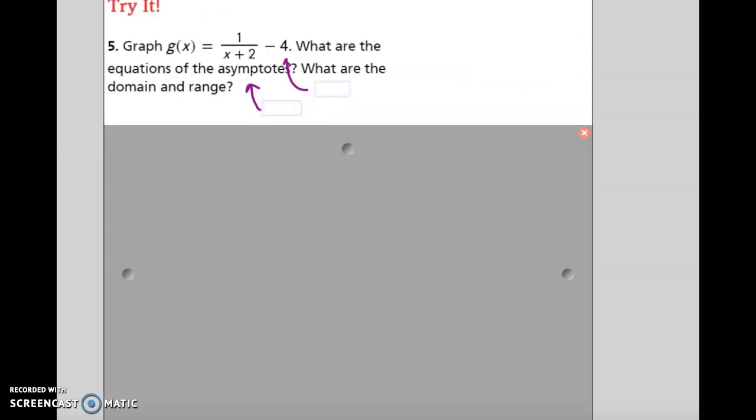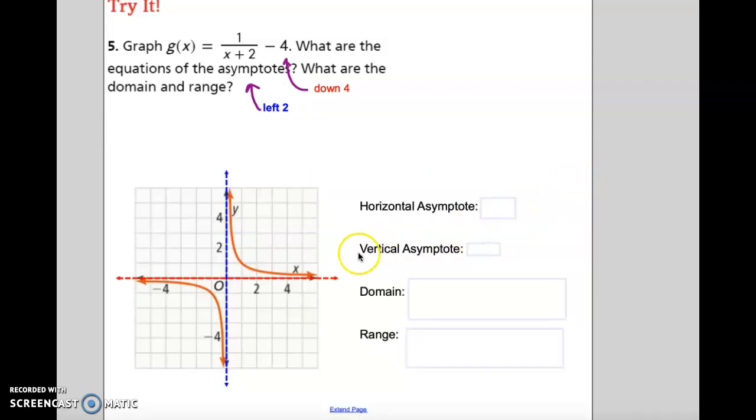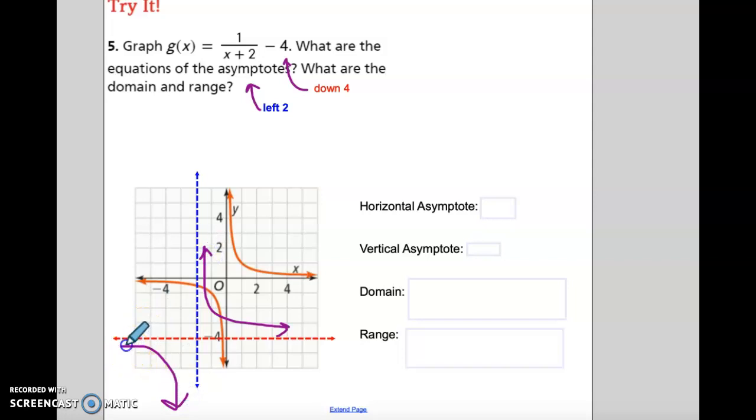We can take a look at another one if you want to practice. The minus 4 on the outside, we know moves down 4. Plus 2 on the inside, it's the opposite of what we think, so left 2. And then we do the exact same thing. If I'm moving to the left 2, I create a vertical asymptote, left 2. And I make my horizontal asymptote go down 4. And then I just draw the graph within those parts of the asymptote. It's always the upper right and the lower left. It's a rough sketch. Okay?